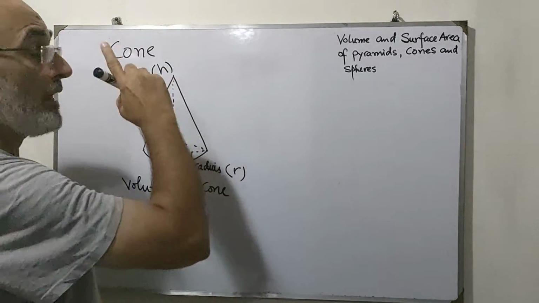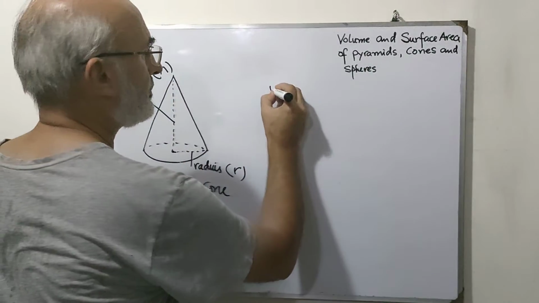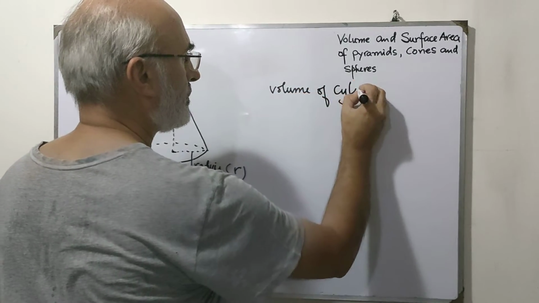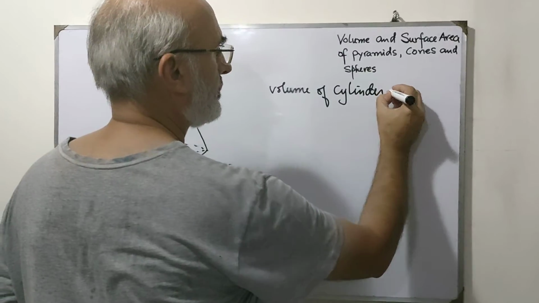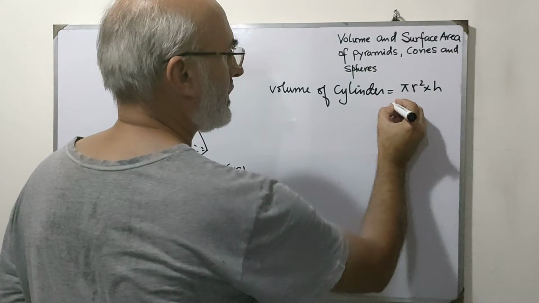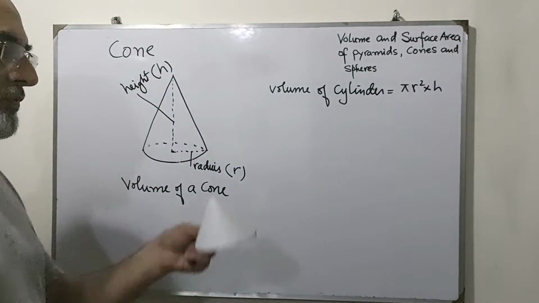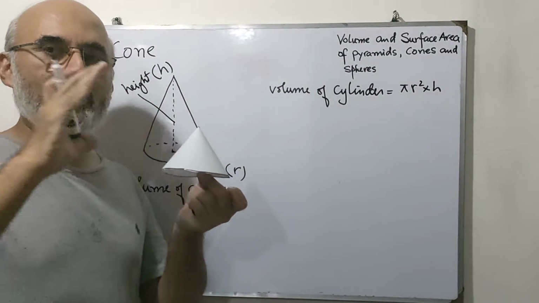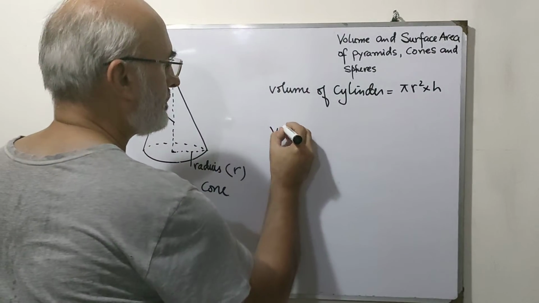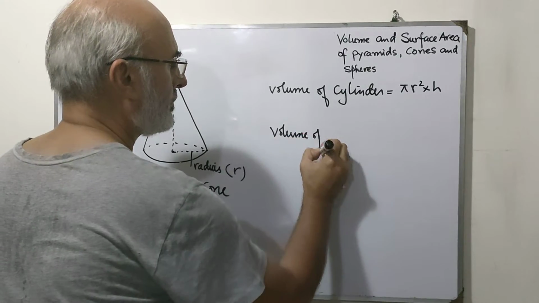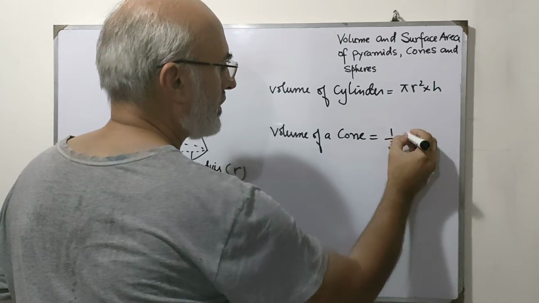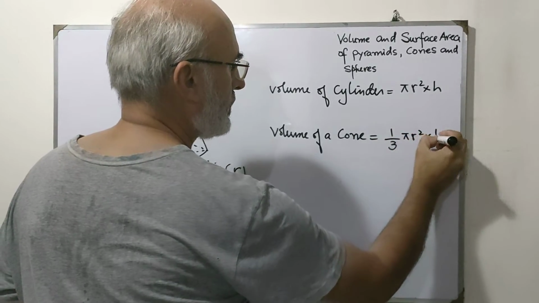In the case of a cylinder, it was pi r square into height, right? But in the case of a cone, I said the volume is 1/3 of a cylinder. So the volume of a cone is 1/3 pi r square into height.